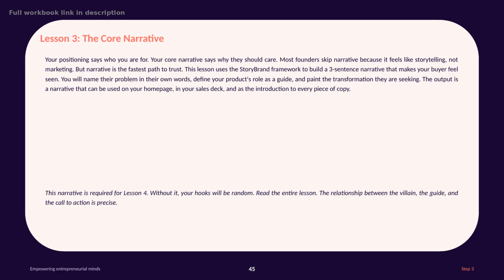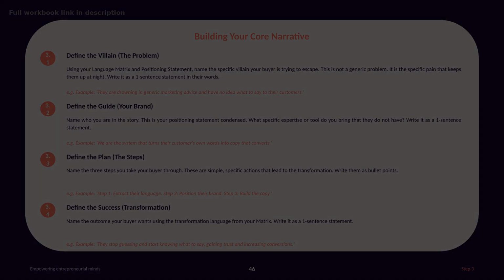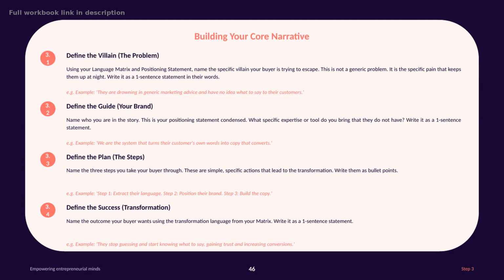The output for this lesson is your core narrative. It's required for Lesson 4. Without it, your hooks will be random. Read the entire lesson. The relationship between the villain, the guide, and the call to action is precise. Back in Lesson 2, you wrote your positioning statement. Now we're going to turn that into a narrative. Pause and grab your workbook.